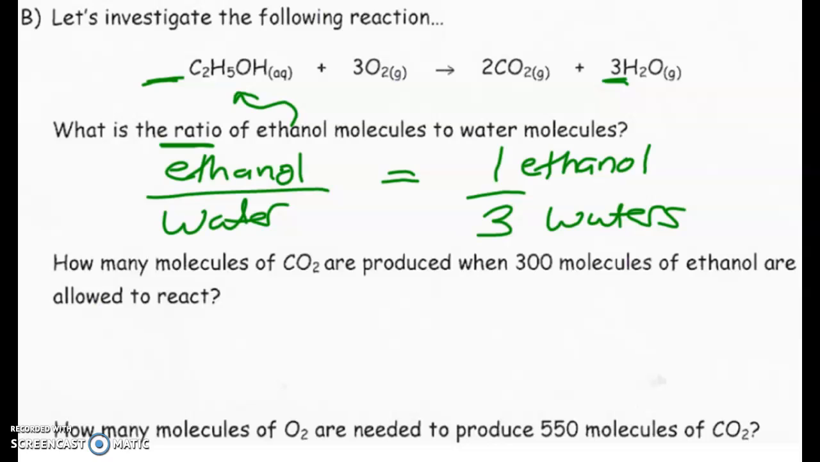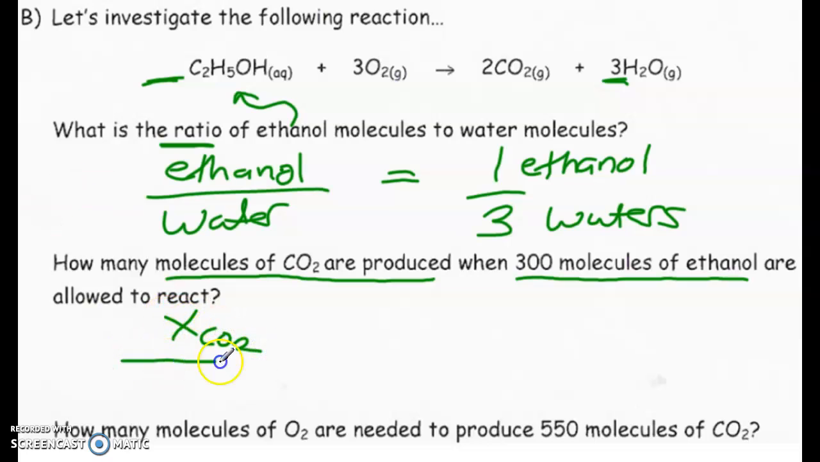All right, so let's take a look at the next question. It says here, how many molecules of carbon dioxide are produced when 300 molecules of ethanol are allowed to react? Okay, so X is the molecules of carbon dioxide we're looking for. Remember, the setup is exactly the same as we looked at before. The unknown is in the numerator on the left, which is how many molecules of CO2. The number in the denominator is what we have.